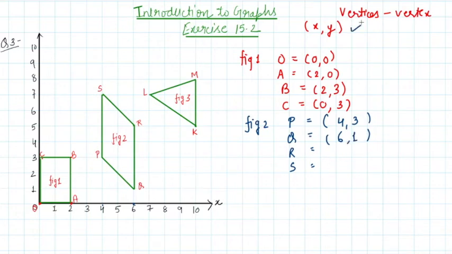Remember the order x, y. Now on R, how much is x? 6. How much is y? 5. So your ordered pair will be 6 and 5. Now if you come to S, it is going to be 4 here and 7 here. So this becomes 4 and 7. This is how we have done the coordinates of figure 2. Now let's write for figure 3. It has only 3 vertices, L, M, K. Now let's begin with L.